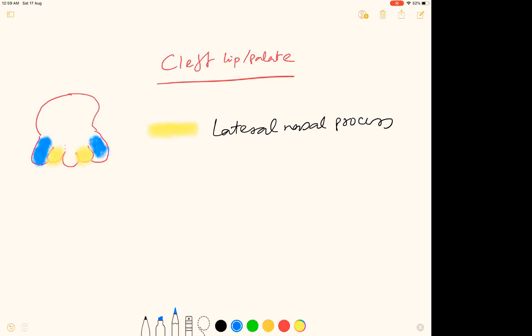So what are these things, guys? This thing is called the maxillary process. If this is the maxillary process along with these two, then you have the median nasal process, as you can see very well here. I marked it with red.